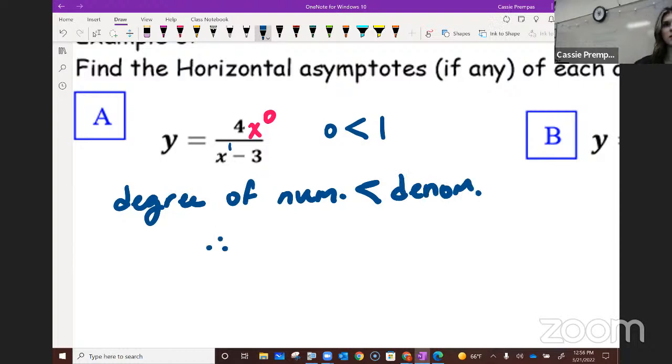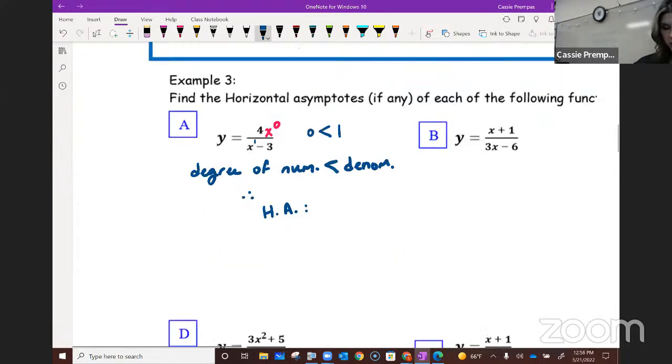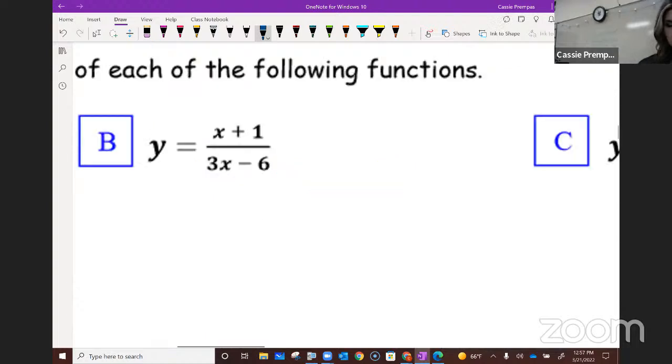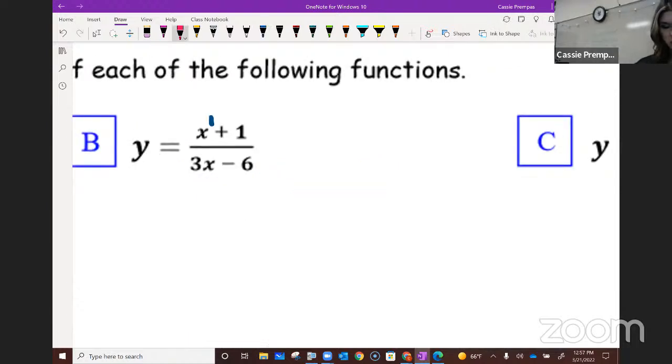Therefore, look back at the 3 cases. Which one does this match? Where will we have a horizontal asymptote at? Awesome, y equals 0. This matches case 1. So I would just say y equals 0. Letter B, what is the degree of the numerator? 1, what's the degree of the denominator? 1, awesome. So the degrees are equal, 1 equals 1.